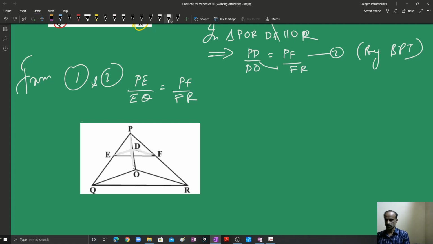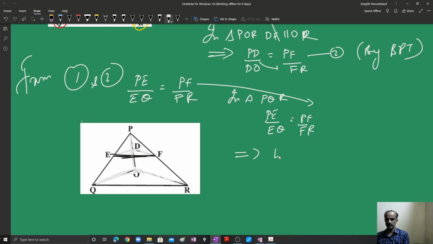Okay. I'm just clearing these unwanted things from the figure. So what remains is this. Now what we get is that PE by EQ is the same as PF by FR. So in triangle PQR, we have this relation. What is that relation? PE by EQ is the same as PF by FR. What does that imply? It implies that EF is parallel to QR.